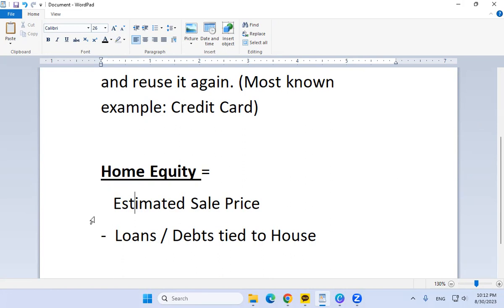It doesn't mean you're actually going to sell your home. It's like, what does the bank think you can sell it for, right? Minus any loans and debts tied to the house. So mortgages, it could actually be a home equity line of credit, right? Any debts tied to the house. You may have three mortgages on the house, like the big one and then two junior ones. So anything that's debt, you just subtract it and that's your home equity.